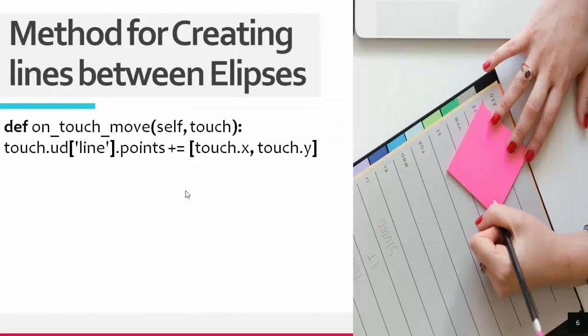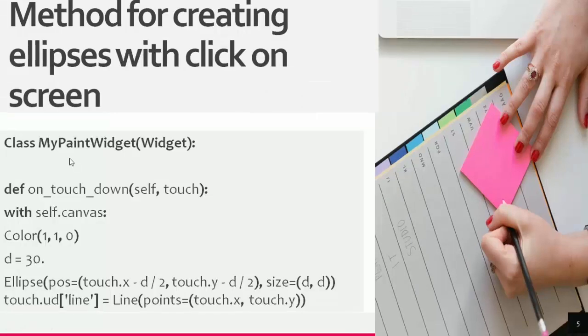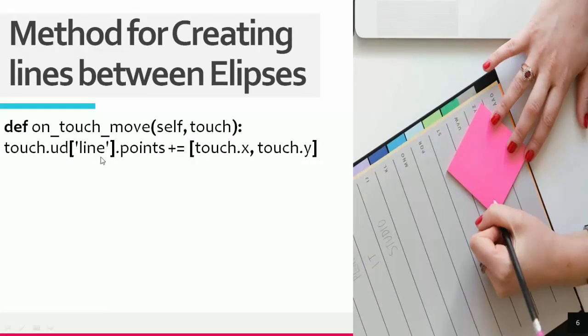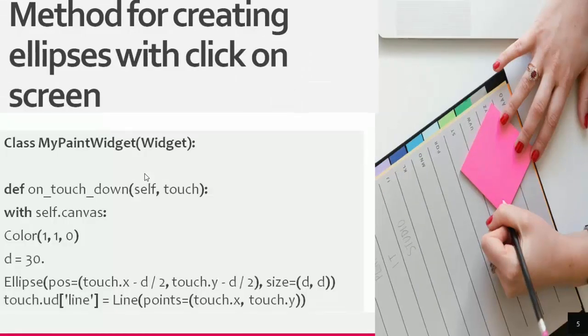So what will happen next is we'll again use the touch.ud line dot points plus equals to, as we have defined over here, touch.ud of line and line as points equals to touch.x comma touch.y. Similarly, we'll use touch.ud of line dot points plus equals to touch.x comma touch.y. What this will do is whenever I'm clicking on screen, an ellipse will be created, followed by whenever I'm dragging the mouse, a line will be created between those ellipses. This is how we'll create the method for creating lines between the ellipses and creating ellipses with click on screen.